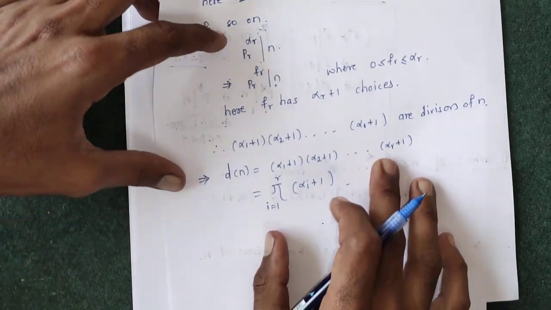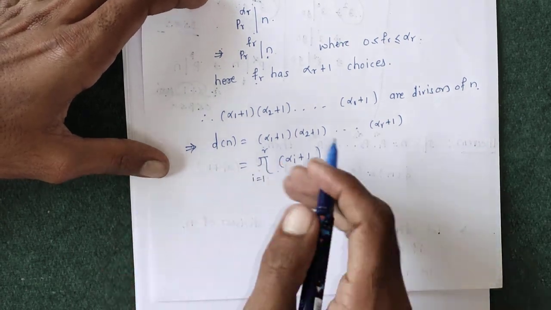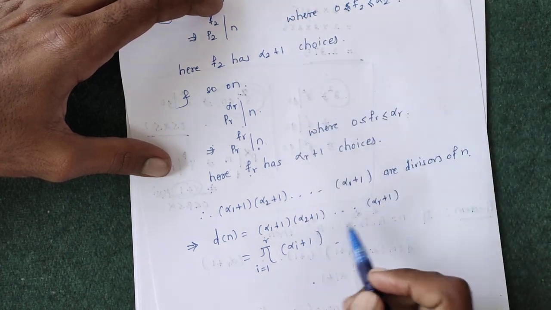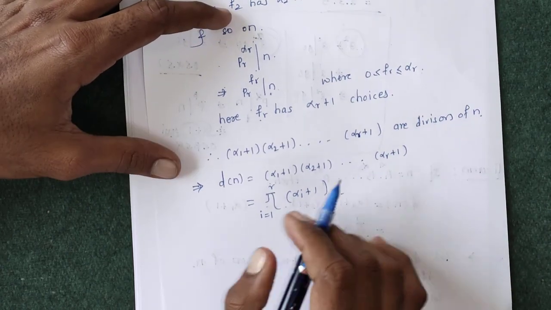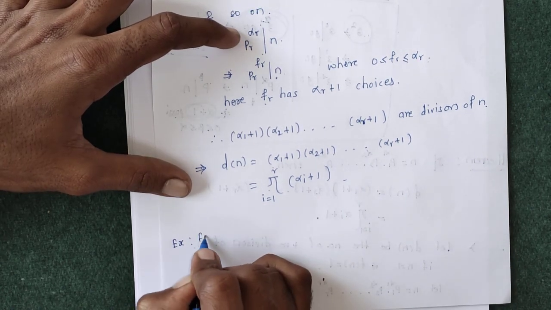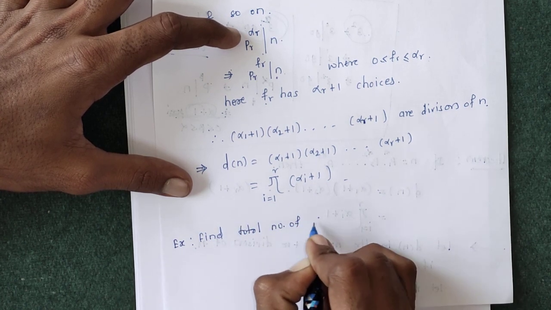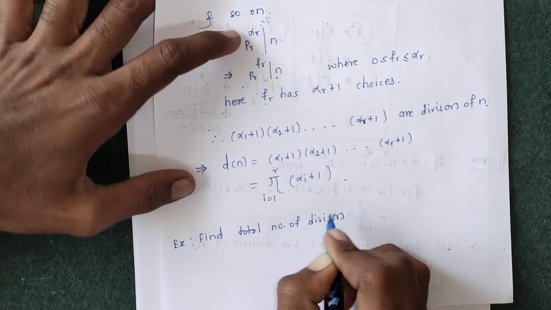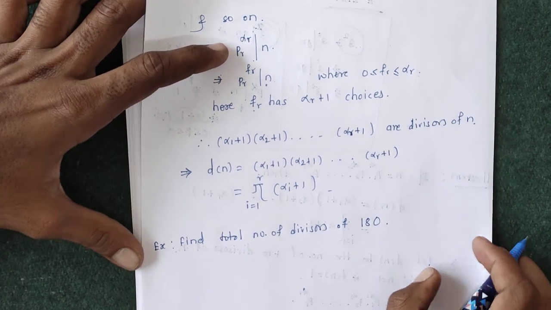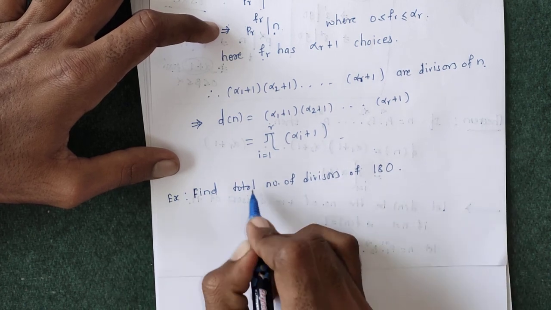You can verify this result for any n. The proof, the multiplication of alpha 1 plus 1, alpha 2 plus 1, up to alpha r plus 1, you will understand better from the example. So we will take one example. Find the total number of divisors of 180. If such questions are asked, we must understand that we have to find d of n.